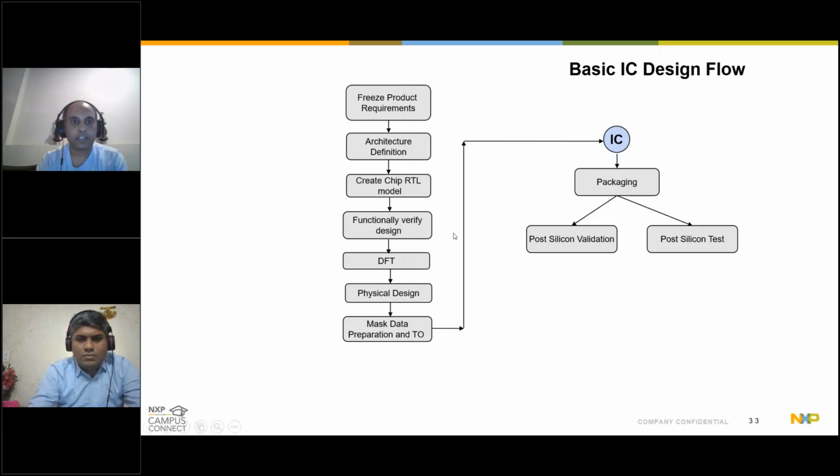Okay, so basically it starts with the product requirements coming from the customer, then it translates into an architecture definition. From the architecture definition, you put together a chip RTL in a hardware description language. It could be Verilog, VHDL, or a mix of them. Then you want to verify the design to make sure that whatever functionality was intended from that RTL, you are ultimately getting that functionality. Then design for test. So basically you are enabling certain features in the design so that you can catch the manufacturing defects in-house before silicon shows up in a customer shop.